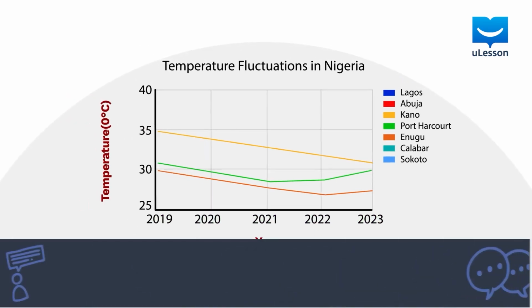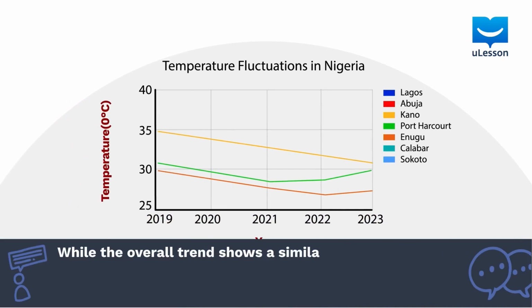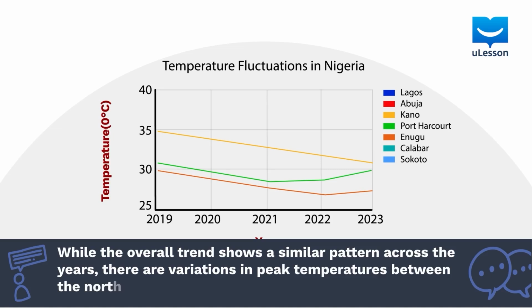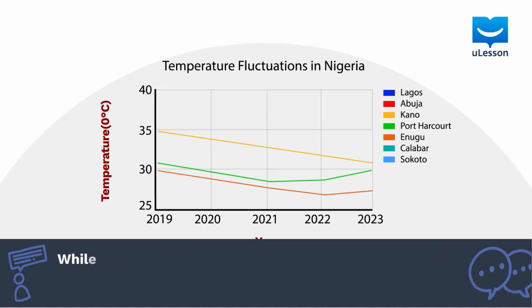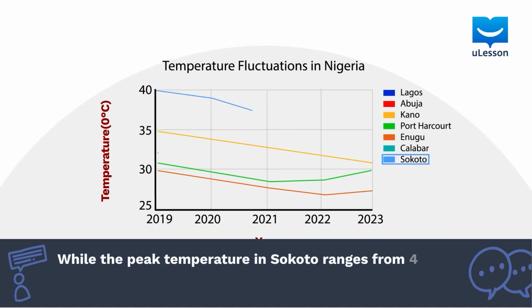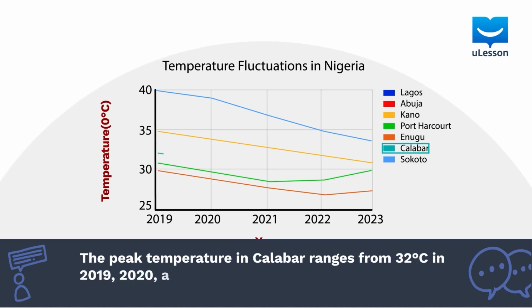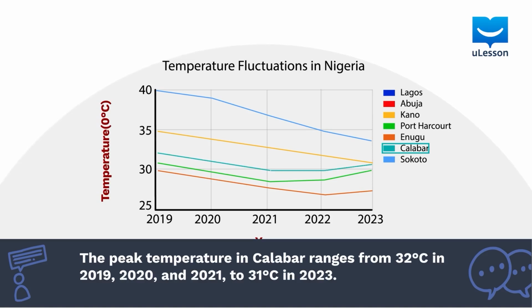You might say, while the overall trend shows a similar pattern across the years, there are variations in peak temperatures between the northern and southern regions. While the peak temperature in Sokoto over the years ranges from 40 degrees Celsius in 2019 to 34 degrees Celsius in 2023, the peak temperature in Calabar ranges from 32 degrees Celsius in 2019, 2020, and 2021 to 31 degrees Celsius in 2023. And that's all there is to data interpretation and analysis.